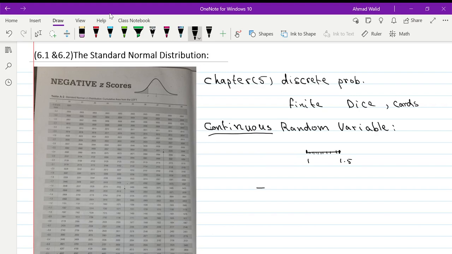Now, if a continuous random variable has a bell-shaped graph, correct? Bell shape means it's symmetric, right? This side is symmetric to the other side. We call this one a normal what? A normal distribution.